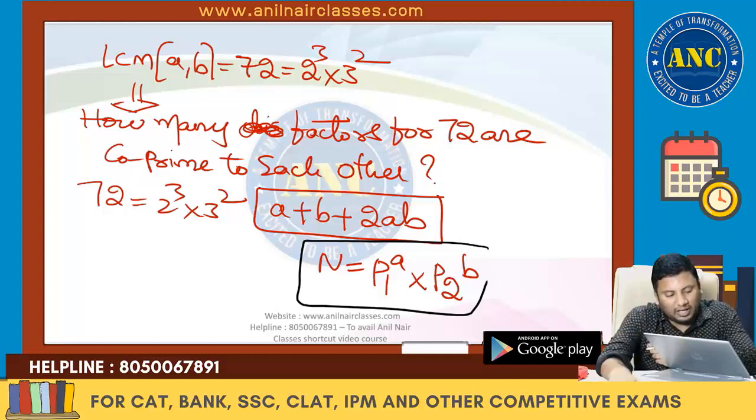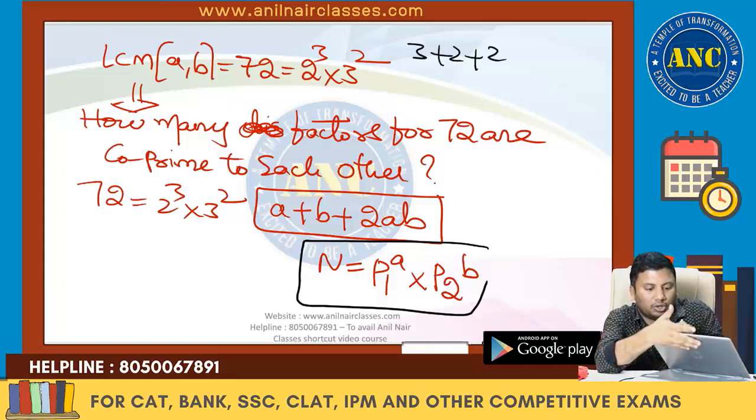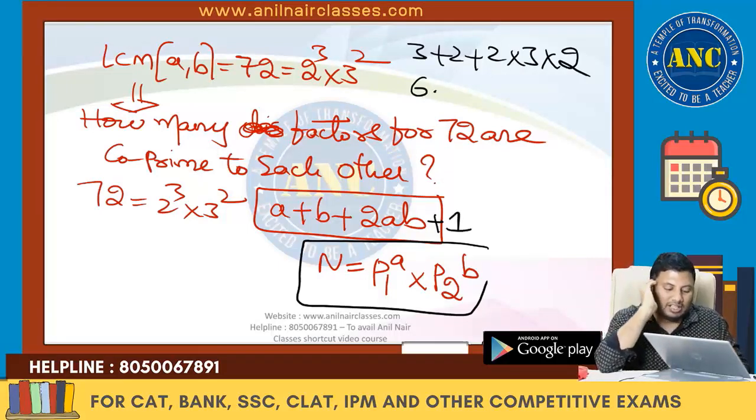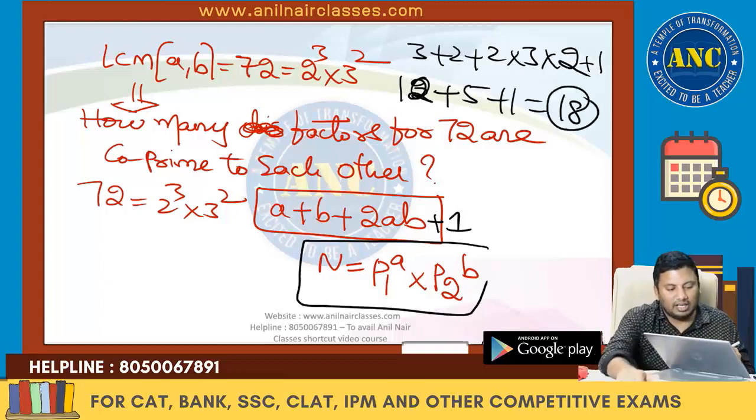A plus b plus 2ab. So 3 plus 2 plus 2 into 3 into 2, you don't need to do anything. Answer is 12 plus 1. There, minus 1, because 1 comma 1 is not taken, so 5. I hope it is clear. 12 plus 5 plus 1, answer is 18.